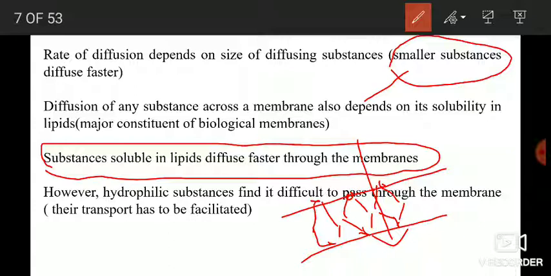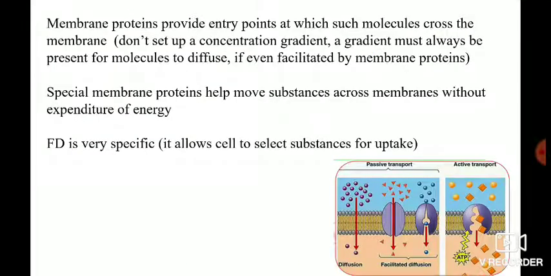membranes. On the other hand, some large hydrophilic substances which are not that soluble in the lipids of the plasma membrane find it difficult to pass through the membrane. So for these molecules to get transported, their transport needs to be facilitated. They cannot transport on their own through the plasma membrane, and for this purpose the membranes possess some membrane proteins which provide entry points at which such large hydrophilic molecules can cross the membrane.